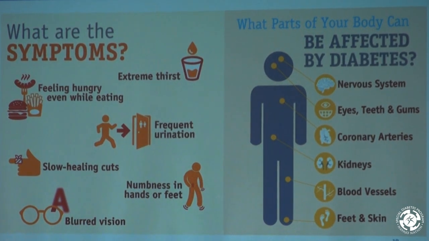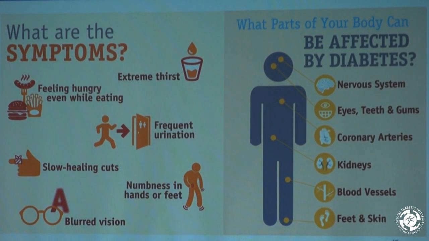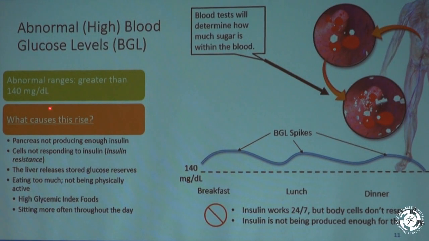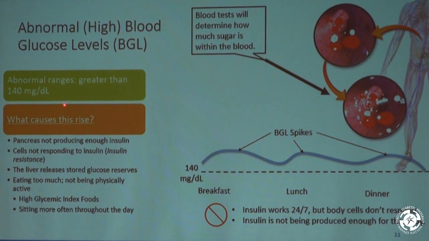What parts of your body can be affected by diabetes? So there's different parts of the body that can be affected. You have your nervous system, and your eyes, your teeth, your gums can also be affected. Coronary arteries, your kidneys, your blood vessels, and then your feet and skin. So anything above 140, it's the abnormal range.